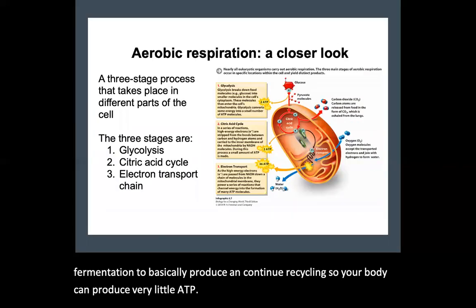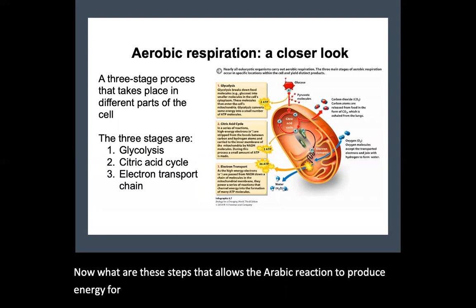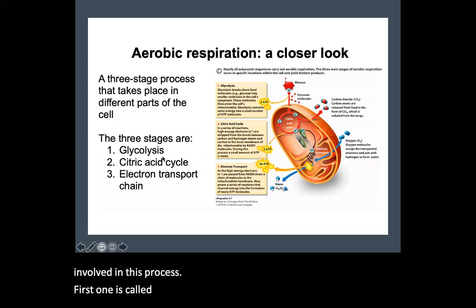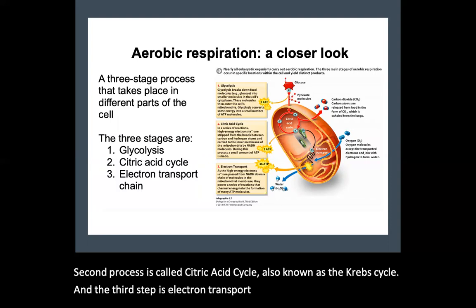Now, what are the steps that allow the aerobic reaction to produce energy for us, to create that ATP for us? There are 3 steps involved in this process. First one is called glycolysis. Second process is called citric acid cycle, also known as the Krebs cycle. And the third step is electron transport chain, sometimes simplified to ETC.